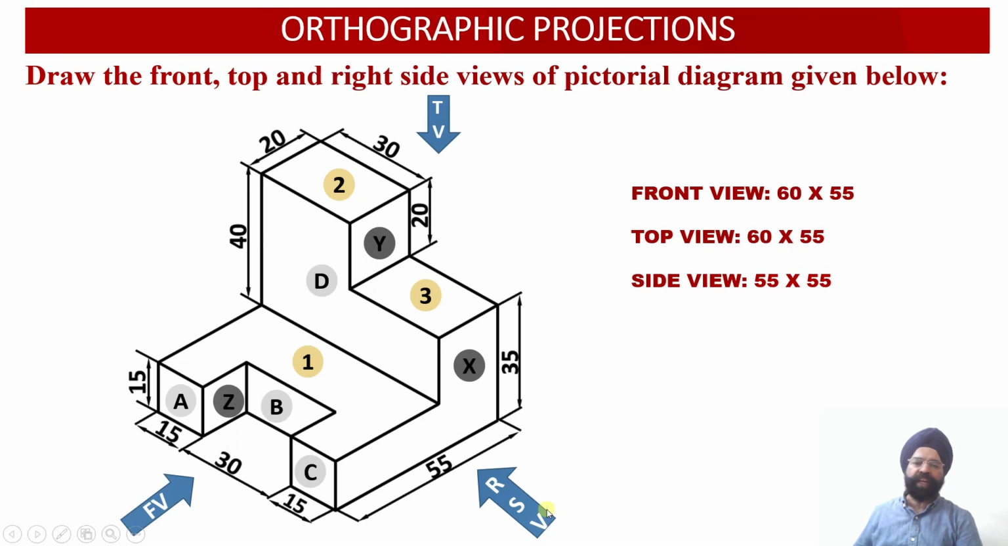Next, when we look at the solid from the right hand side, we observe that there are three surfaces: surface X, surface Y and surface Z. This is X, this is a square surface, then surface Y, and again you have surface Z. These are the three surfaces which are visible to us, and since X, Y and Z are parallel to the profile plane, the projections of these three surfaces as obtained on the profile plane will provide us with the true shape of these three surfaces.